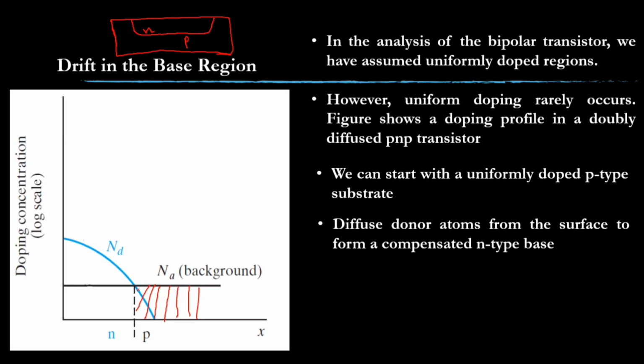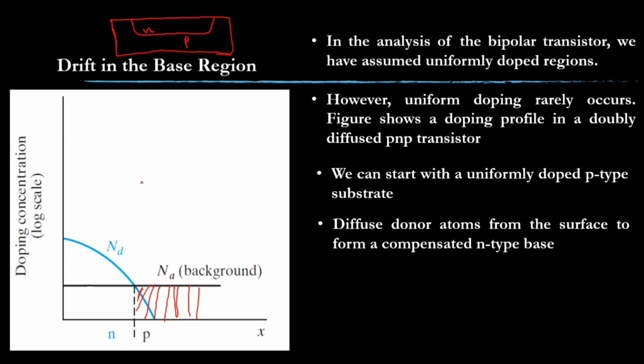Look at the doping profile: in this region the donor concentration is far less than the acceptor concentration, so we get p-type material here and here. And here we have an n-type region, because the concentration of donor atoms is more than that of acceptor atoms. So this area will be n-type material.